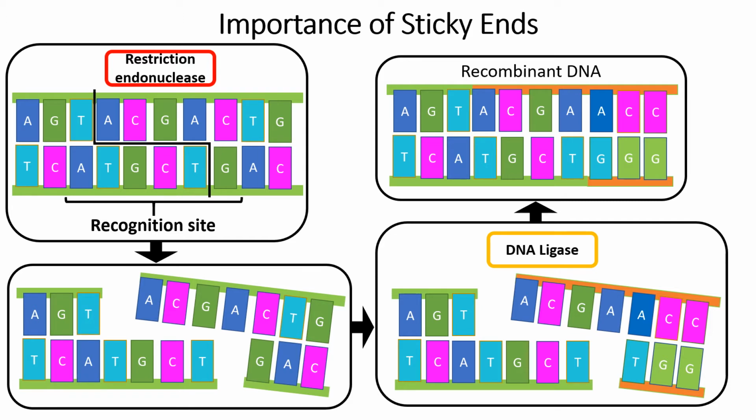Remember, whatever restriction endonuclease we use on the isolation of the gene is the same restriction endonuclease we would use on the DNA we want to insert, because it will always cut across the same region. And because it's always cutting across the same section of DNA, the 2 sites, the gene that you've isolated and the DNA you've opened up in order to insert the gene, will always be complementary to each other.